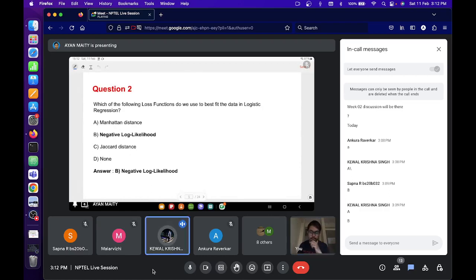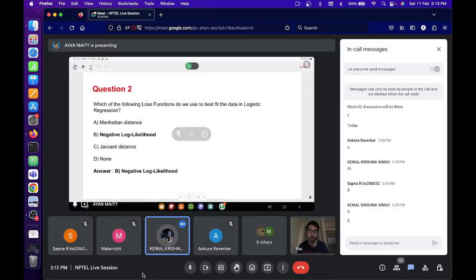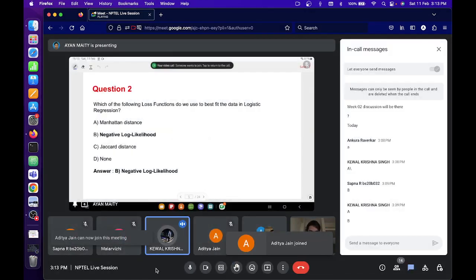I understood the Manhattan distance and the negative log likelihood as in the linear regression we can use. Yeah, but I wanted to know about the Jaccard distance, what it is. I don't exactly remember anywhere it is used at all or not, but I just put it as an option just to test. I don't think it is used in any algorithm. But in the KNN algorithm also, we use distance measures.